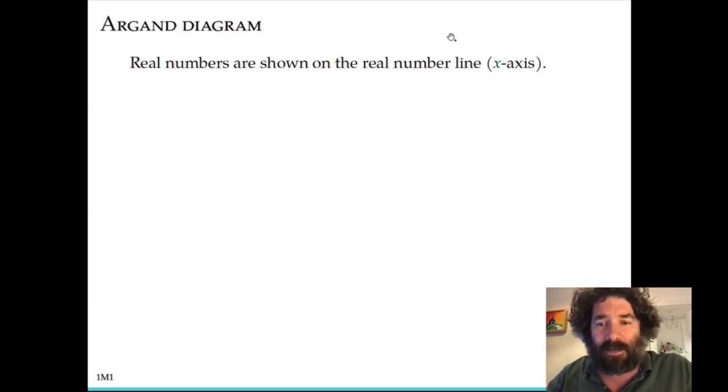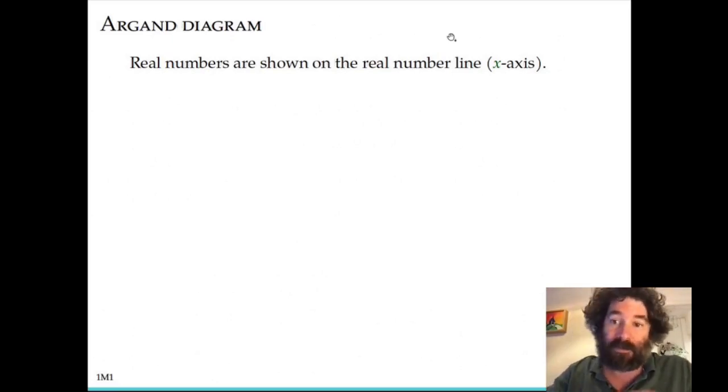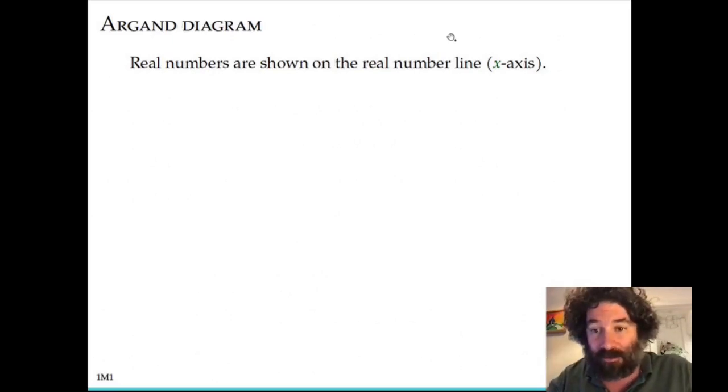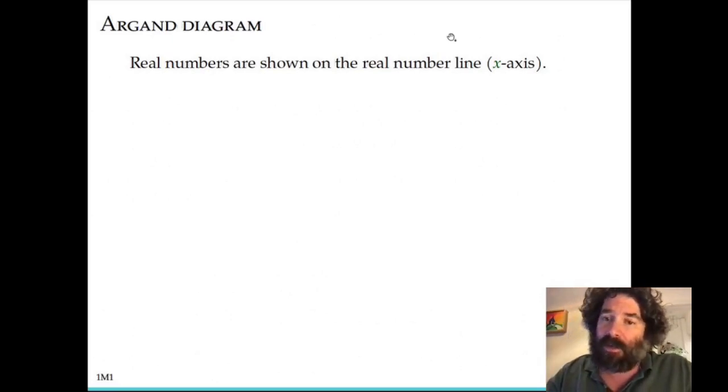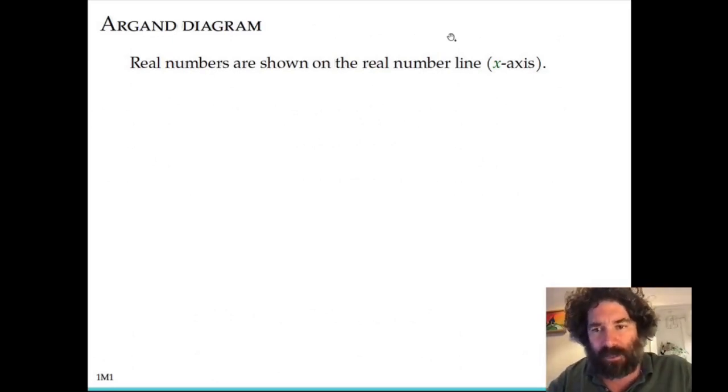Well, let's start out again by considering real numbers. So you know how to visualize real numbers. You put them on the real number line, which is oftentimes just denoted as the x-axis in a standard graph with x and y axes. And so the negative numbers go to the left, positive numbers go to the right. And this is how we visualize the real number line.